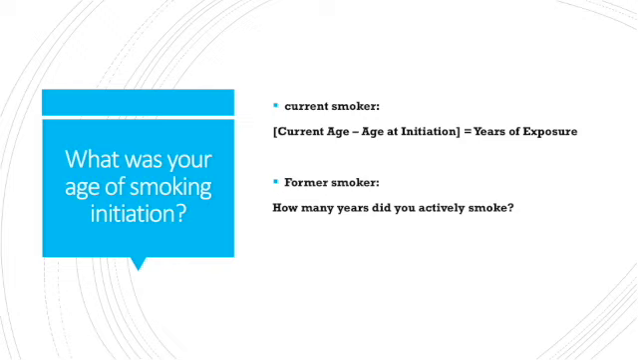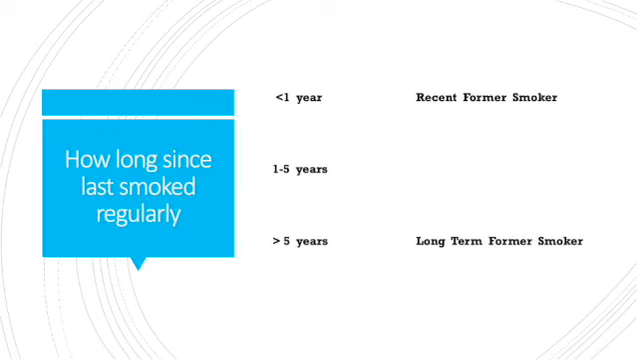Ask about the age of smoking initiation, because that way you'll know about the years of exposure. This is how you calculate the years of exposure. Remember to give the accurate description. Also ask him how many years he has actively smoked if he's a former smoker. Ask the patient how long it has been since he last smoked, to distinguish between a recent former smoker and a long-term former smoker of more than 5 years, because it cuts down the risk of several diseases if he smoked more than 5 years ago.